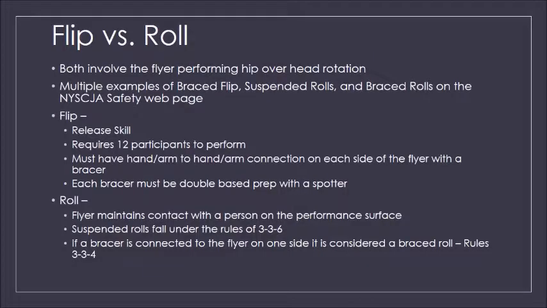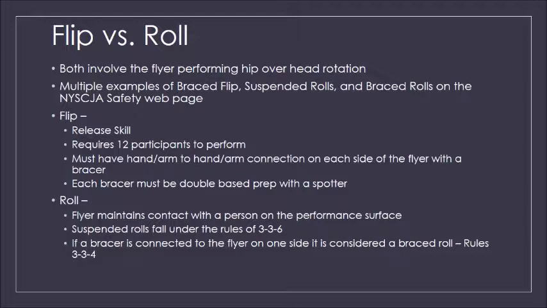Next, let's discuss flips versus rolls. Both of these will involve the flyer performing hip over head rotation. You can see multiple examples of braced flips, suspended rolls, and braced rolls on the NYSCJA safety webpage. A flip is a release skill. It requires 12 participants to perform. It must have hand-arm to hand-arm connection on each side of the flyer with a bracer. Each bracer must be in a double-based prep with a spotter.